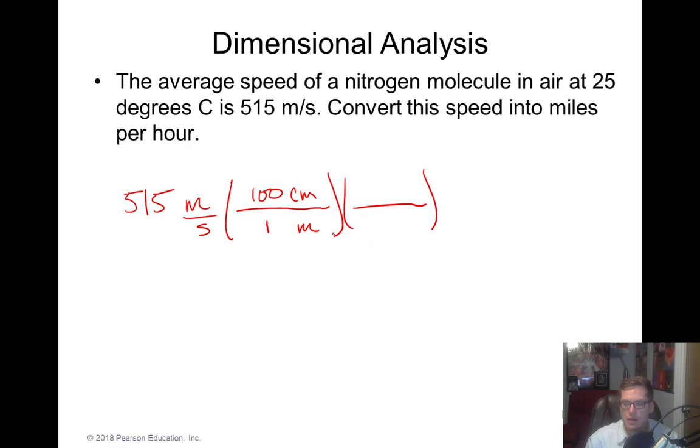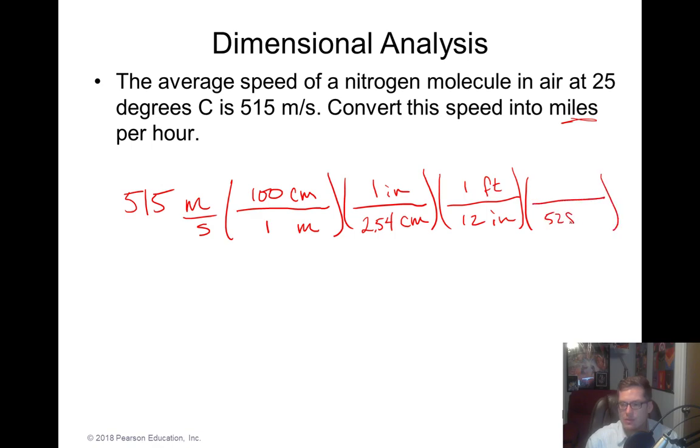Now I've got to convert my centimeters to inches. So my centimeters go on the bottom, and we know there are 2.54 centimeters for every 1 inch. Now I'm in inches, and then I've got to get to miles, because we need miles per hour. So we've got to do at least 2 more conversions. Inches go on the bottom, feet go on the top. For every 1 foot, there's 12 inches. And then, finally, there's 5,280 feet for every 1 mile.